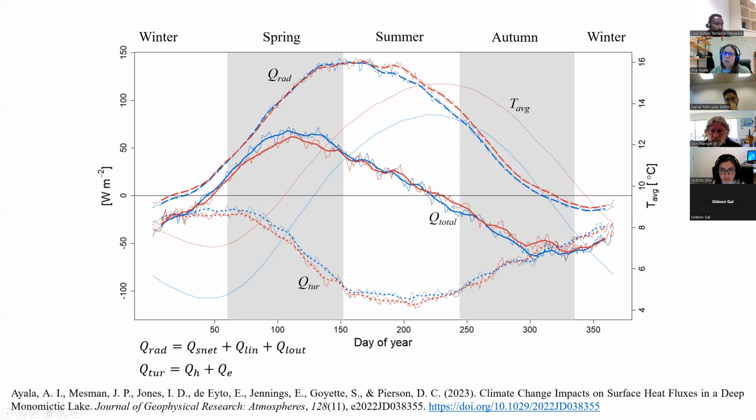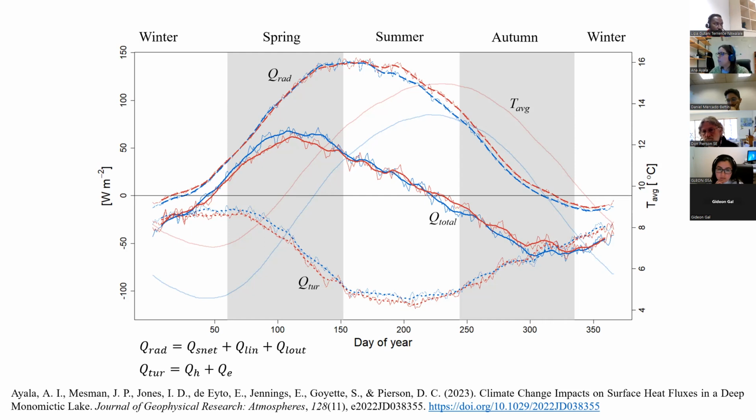In spring, net heating was projected to significantly decrease as a result of an increase in lake heat loss by sensible and latent heat fluxes. In autumn, net cooling was also projected to significantly decrease. And here, sensible and latent heat fluxes are projected to change in opposite directions and in equal magnitude, with latent heat losses increasing and sensible heat losses decreasing, canceling each other out.